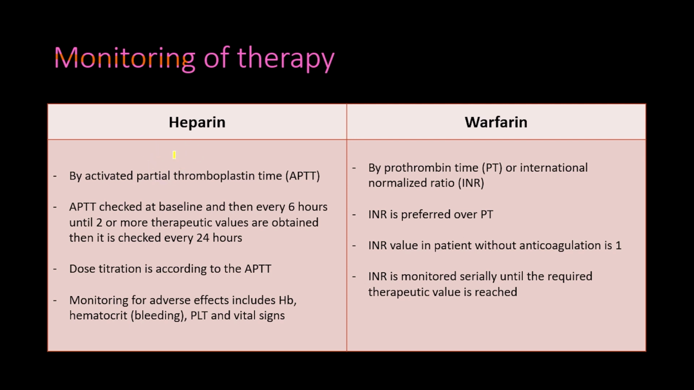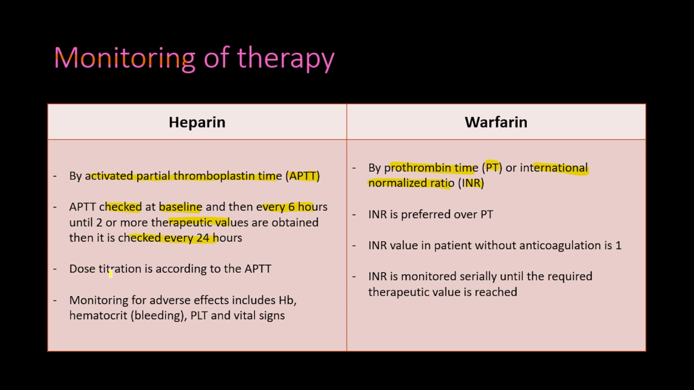So the heparin is monitored by the activated partial thromboplastin time, the APTT, while the warfarin is monitored by the prothrombin time, the PT, or the international normalized ratio, which is the INR. So the heparin is monitored by the activated partial thromboplastin time, which is checked at baseline and then every 6 hours until 2 or more therapeutic values are obtained. Then it is checked every 24 hours.